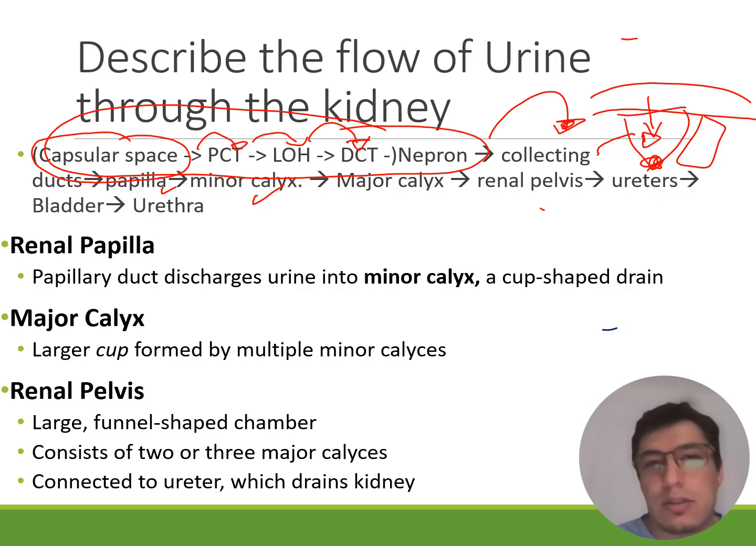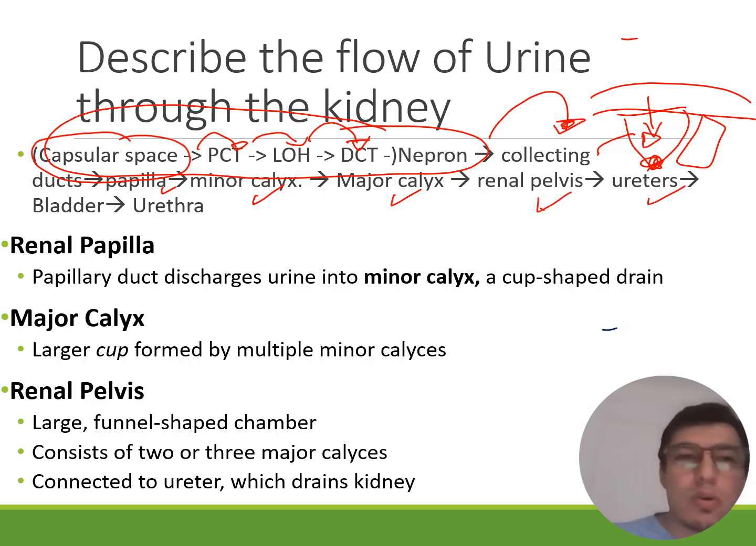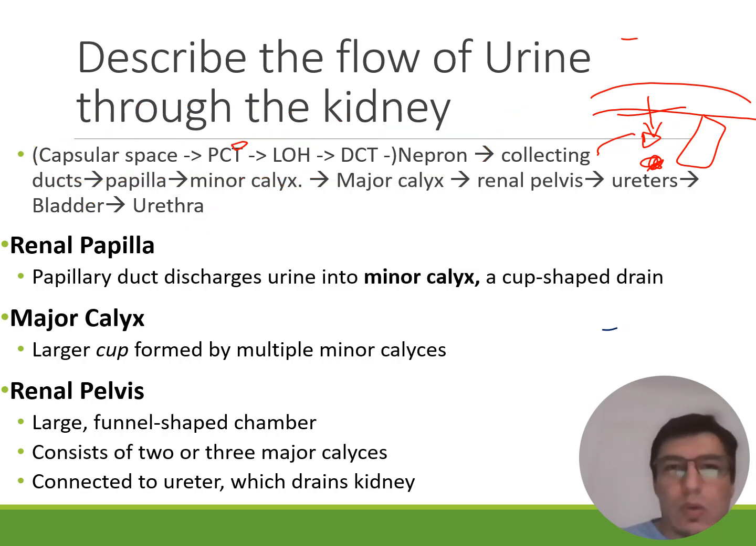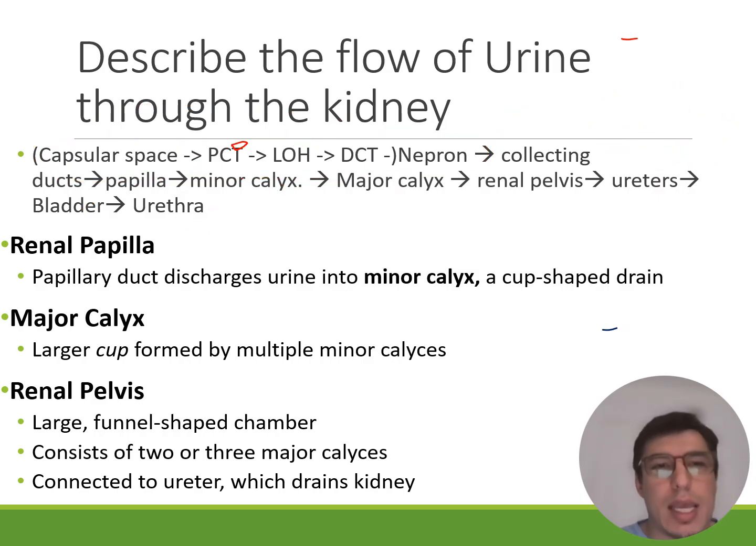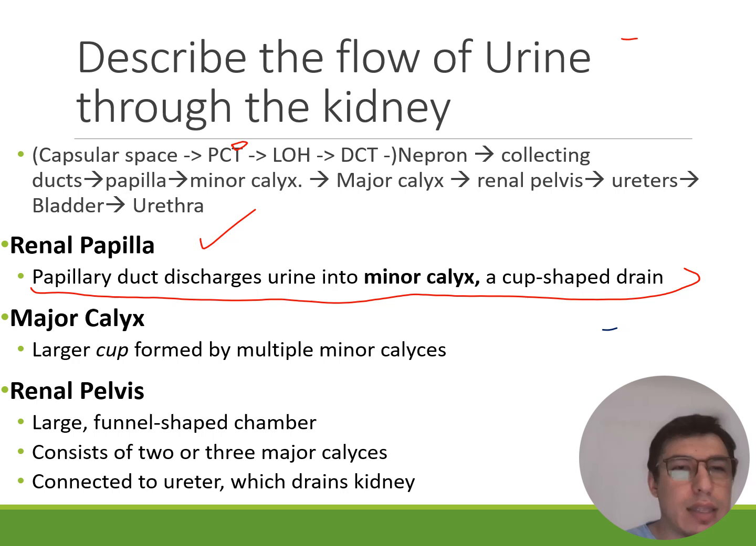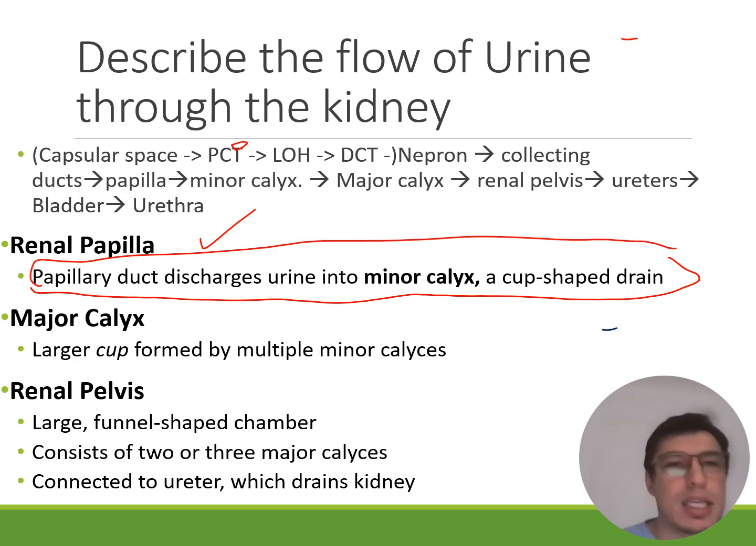Multiple minor calyxes together form a major calyx. Once those major calyxes form together, then you have the renal pelvis. Then you will go into the ureter. Then you will go into your bladder, and then you will release the urine through micturition. Okay, so this is just a little breakdown of some of those structures. Remember that the renal papilla is at the end of that renal pyramid, and it ends into a minor calyx.